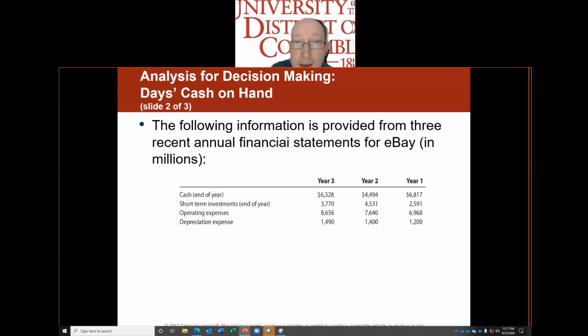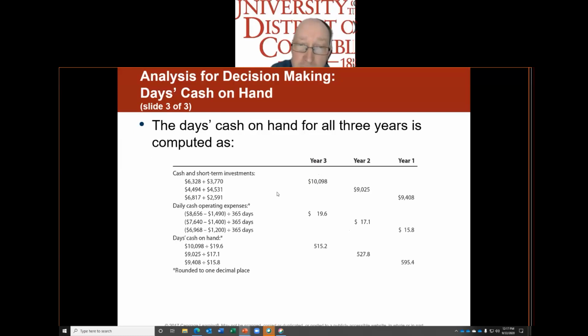The following information is for eBay: year 1, year 2, year 3. You see your cash, short-term investments, operating expenses, and depreciation expenses. You take your cash plus your short-term investments, and we divide that by your operating expenses minus depreciation, divided by 365 of course, to get you your number of days outstanding.